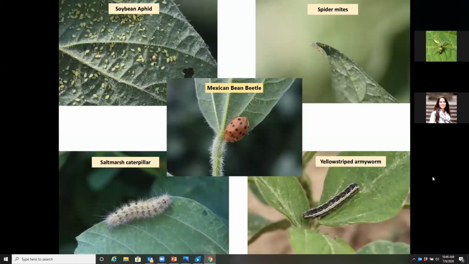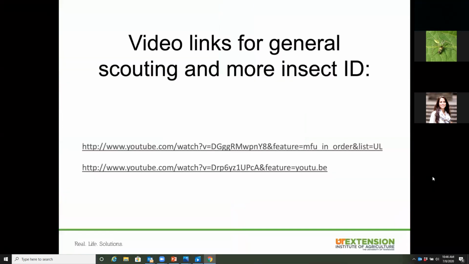Other occasional insect pests which may be present in soybean fields, but we will not go into detail at this time, include thrips, cutworms, soybean aphid, Mexican bean beetles, yellow-striped armyworms, bead armyworms, spider mites, salt marsh caterpillars, and velvet bean caterpillars.